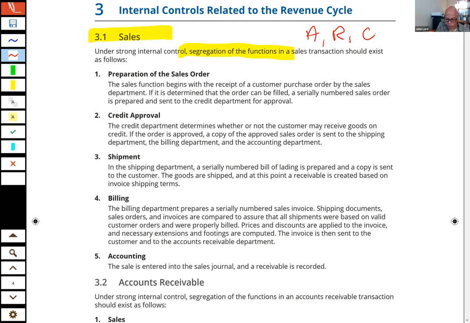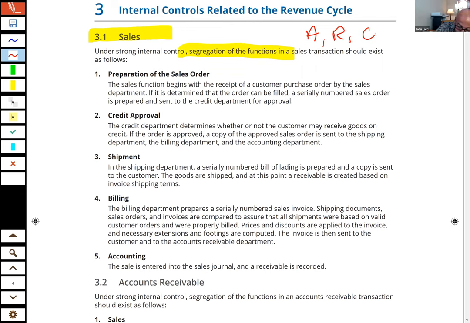So you think about which of these functions are being performed by these departments. That helps you answer the question. It's much more important to me that you know what duty these departments have than the details of what they do, because it helps you remember that preparation of the sales order is an authorization step. So when the question asks which of the following would be performed by the sales order department, the clear authorization step would be the correct answer.